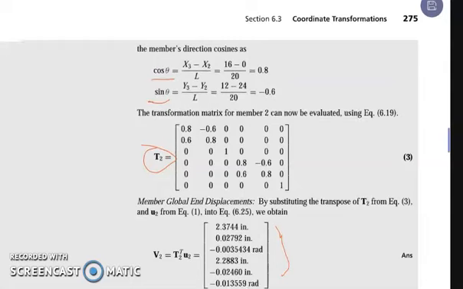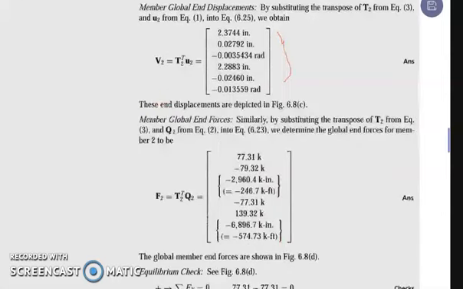Now we are going to compute our member end forces in the global coordinate system. Using our transformation matrix transpose, we multiply that to our member end forces in the local coordinate system, Qs of 2. If you simplify that, you get the value for your member end forces in the global coordinate system, which is f sub 2. So this is now the corresponding value for our f sub 2.